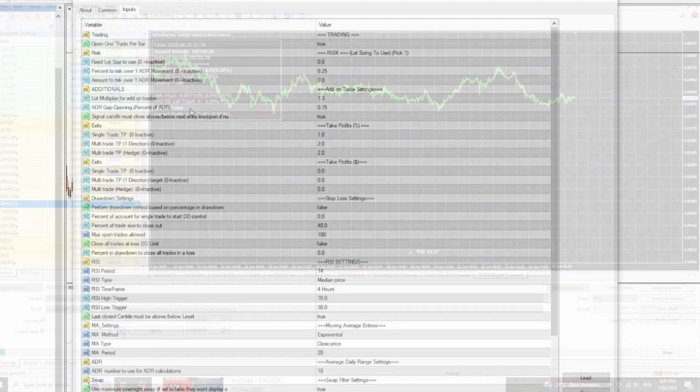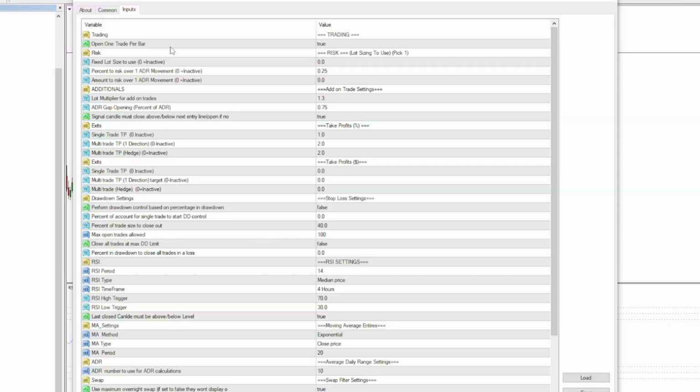All right, let's go have a look at some of the settings we have. So first of all, we have open 1 trade per candlestick close. So it's not going to close, take profit, and then enter another one, for example. So that's the first setting.